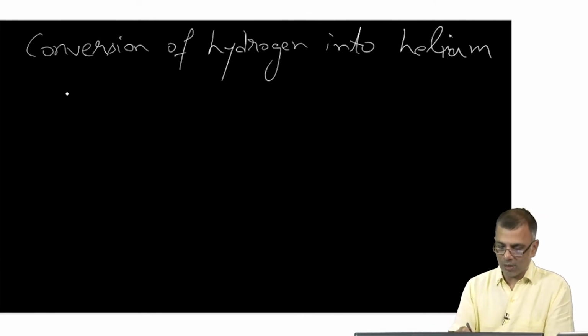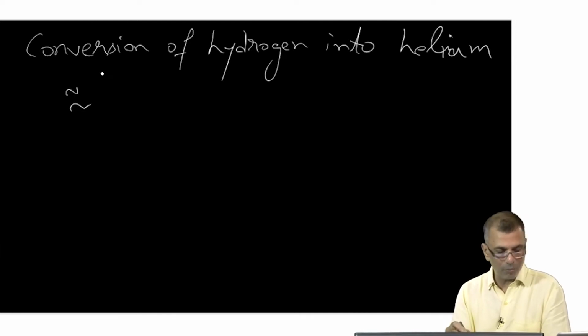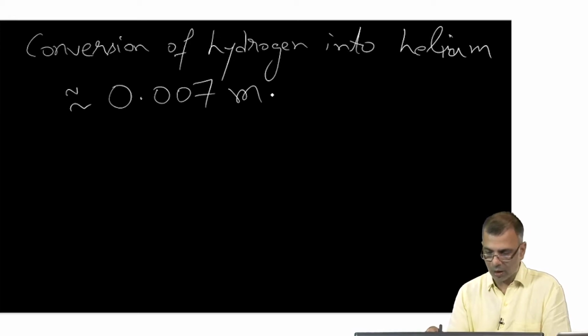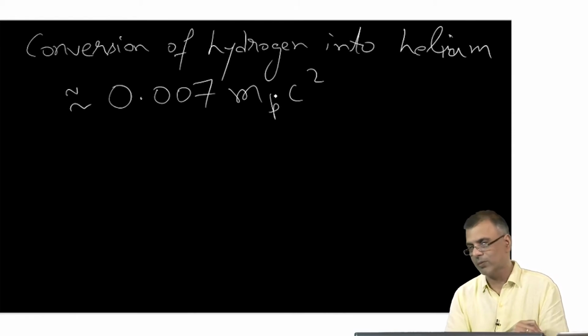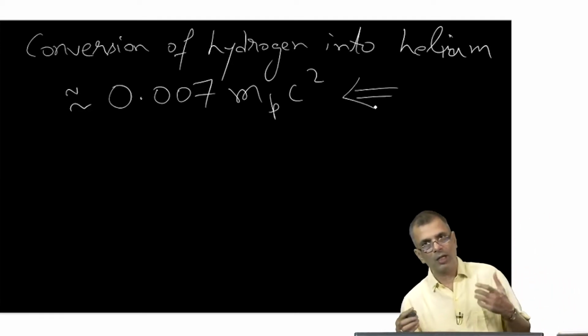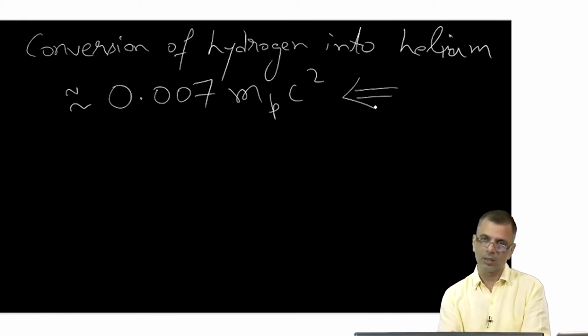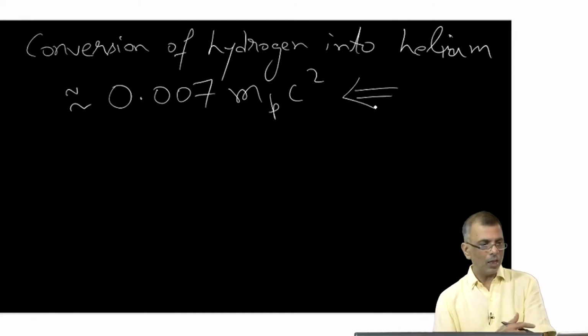Per hydrogen atom, this typically releases something like 0.007 mp c squared, where mp is the mass of a proton. Let us keep this as a benchmark, and let us try to see if accretion is a more efficient process or a less efficient process.